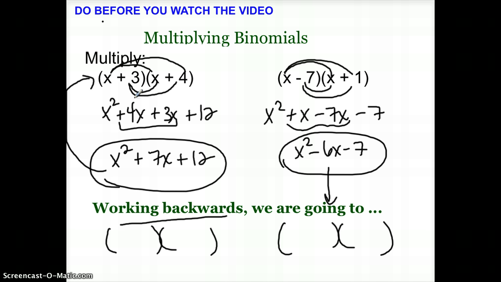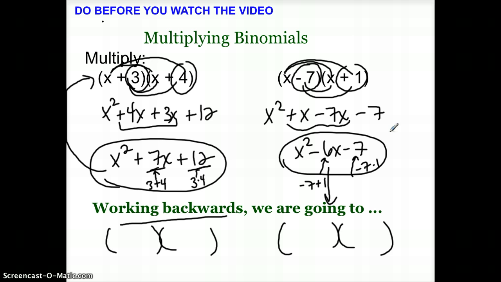Now, looking at some comparisons, what do you notice here? You have a 7 and you have 12. How do you get those numbers from 3 and 4? You can see that if you add 3 and 4, you get the 7. If you multiply 3 times 4, you get the 12. In this example, you have negative 7 and 1. If you add them, negative 7 plus 1, that's negative 6. Negative 7 times 1 is negative 7.